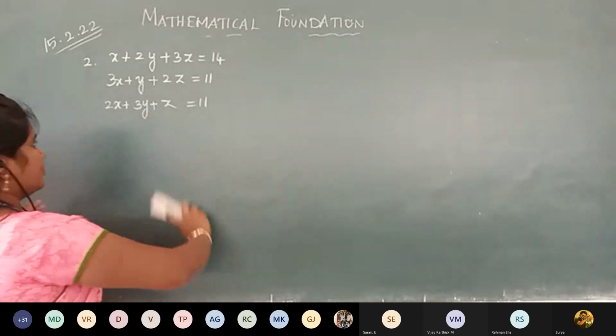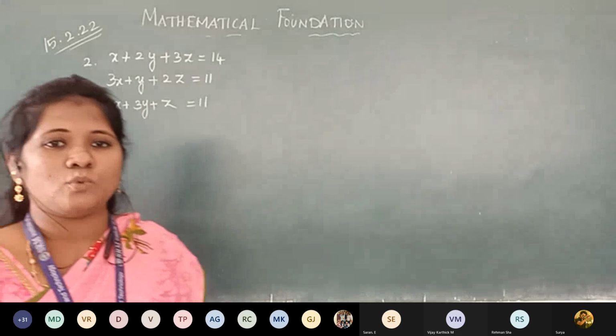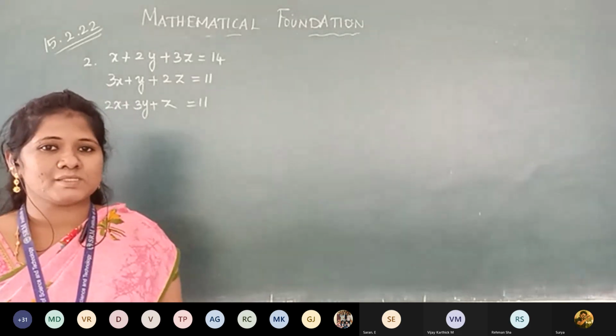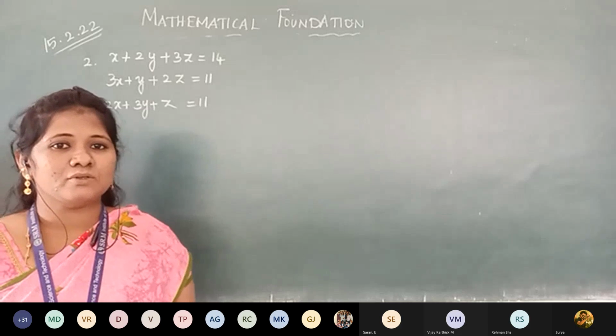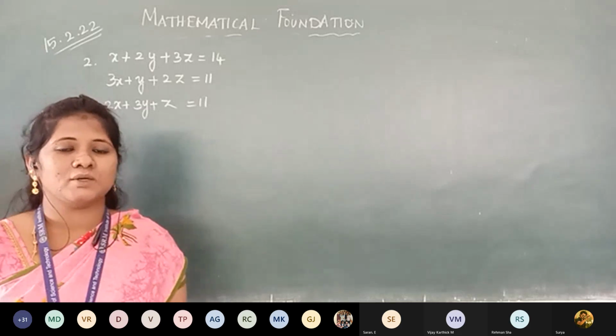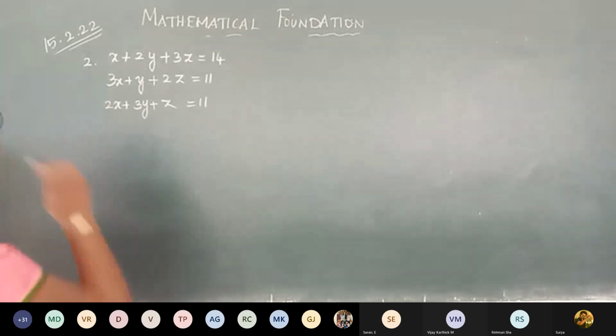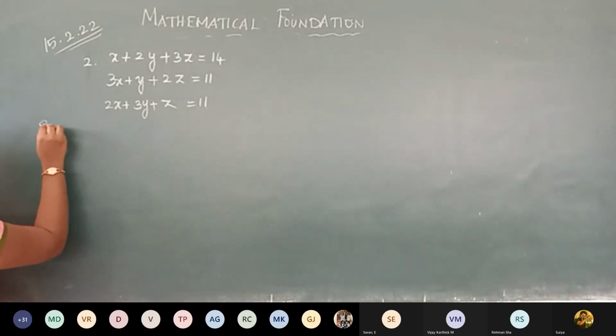First, what you have to do in Cramer's rule is write what is your A, what is your X, what is your B. That will be the starting point. After writing that, you'll find out your delta, delta X, delta Y, delta Z. Then you'll find out your X, Y, Z. So first write what is your A.